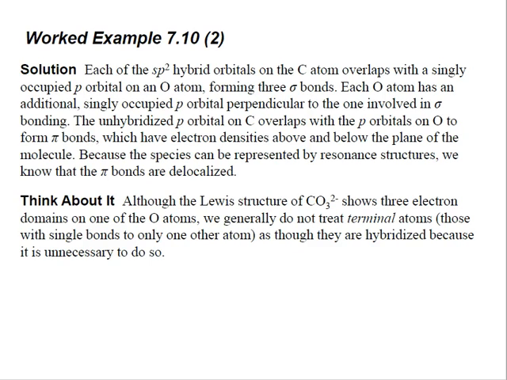So really with this, and they've looked at it in detail, you can just determine what the hybridization is based on the electron groups attached. You've got 3 groups, and it should be sp2. So although the Lewis structure of carbonate shows 3 electron domains on one of the oxygen atoms, we generally do not treat terminal atoms as though they are hybridized because it is unnecessary to do so. Just sp2 hybridization. That wraps up chapter 7.